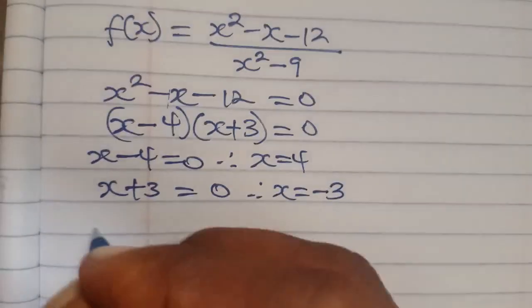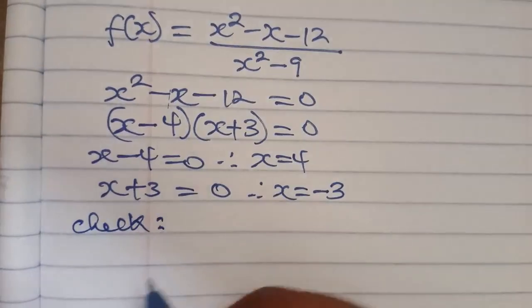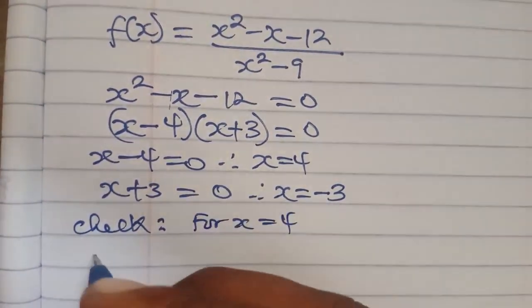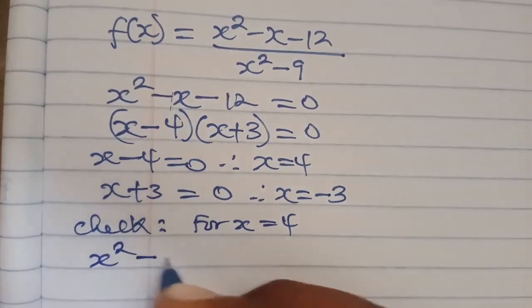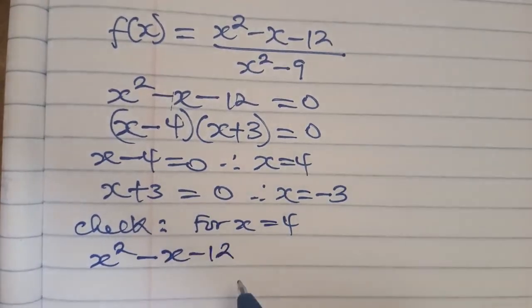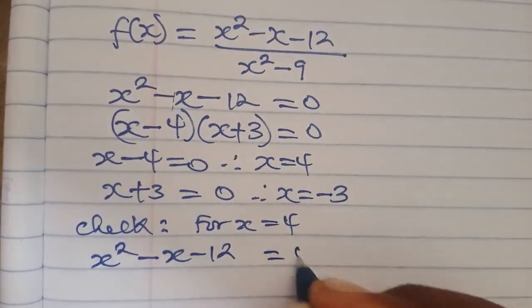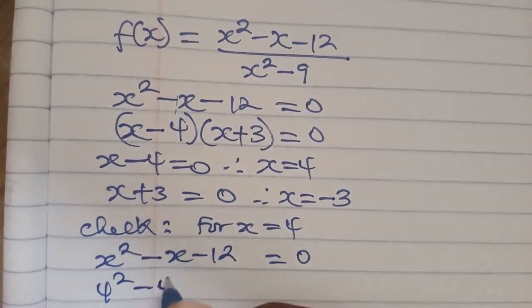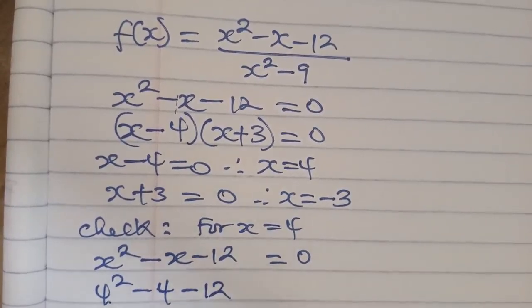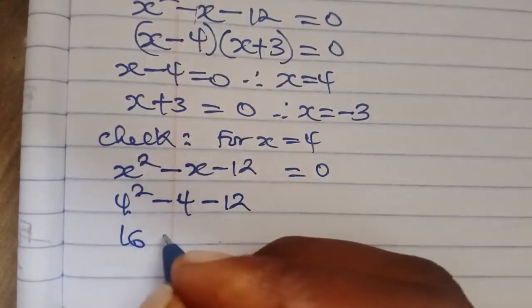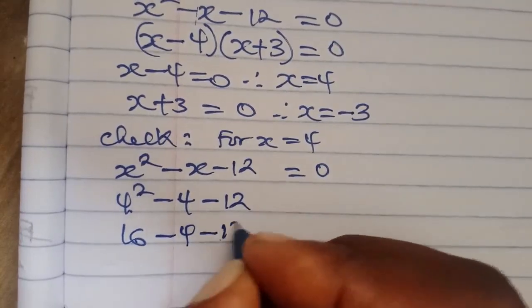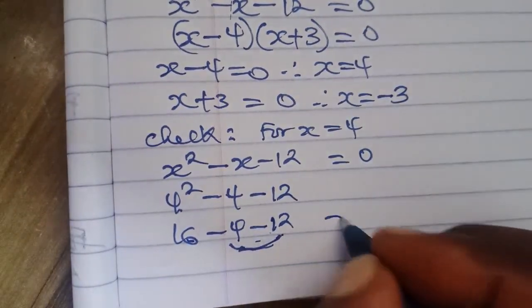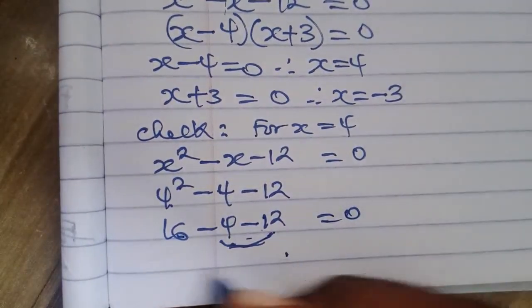We can still check. If we check for x equals 4, the function is x squared minus x minus 12, the numerator alone. We want to check whether it is equal to 0. So what we'll do is 4 squared minus 4 minus 12. This is 16 minus 4 minus 12. Here is already 16. So 16 minus 16 gives you 0. So it works. It's correct.